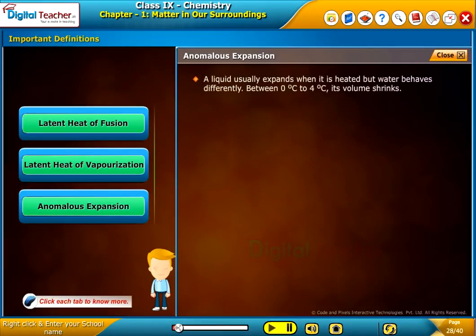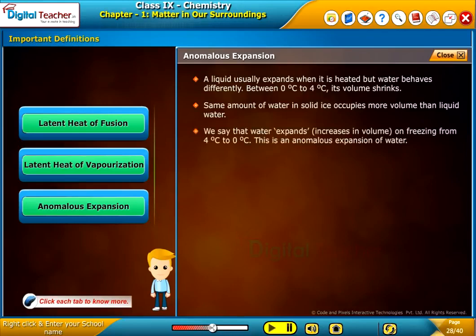A liquid usually expands when it is heated, but water behaves differently. Between 0 degrees centigrade to 4 degrees centigrade, its volume shrinks. Same amount of water in solid ice occupies more volume than liquid water. We say that water expands, increases in volume, on freezing from 4 degrees centigrade to 0 degrees centigrade. This is an anomalous expansion of water. The density of ice is less than that of water, and this explains why ice floats on water.